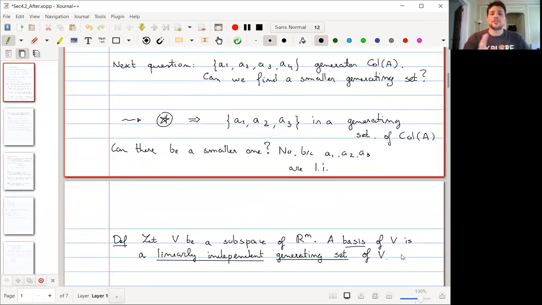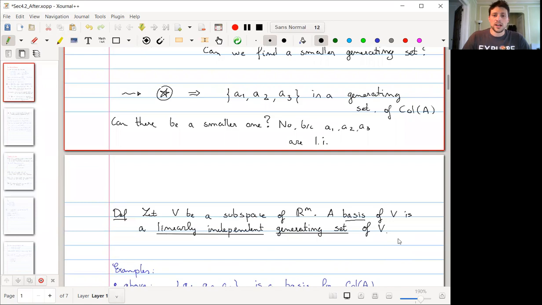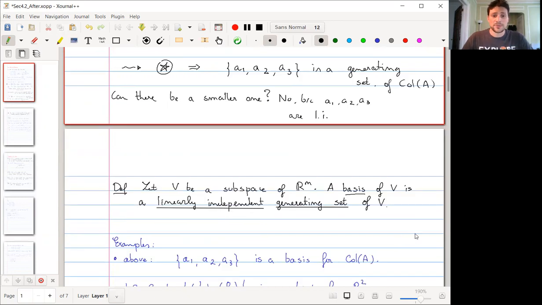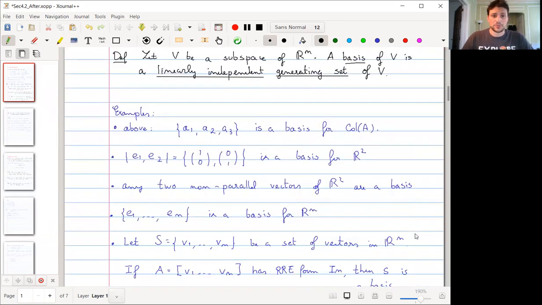The relevant definition at this point is that of a basis. If you have a subspace V of Rn, a basis of the subspace is a linearly independent generating set of the subspace V. So a basis is a generating set that is furthermore linearly independent. That's how you would think about it. Let's have a look at some examples.